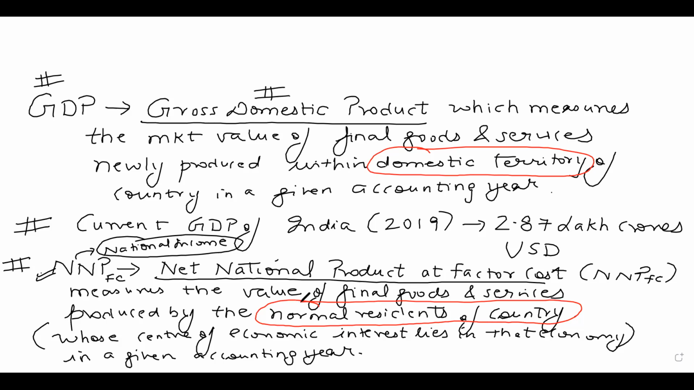So hoping students have understood this. When we talk about national income, territory does not matter. What matters is the normal residents. But when we talk about gross domestic product, only the domestic territory matters, irrespective of whether the output is produced by the residents or the non-residents.